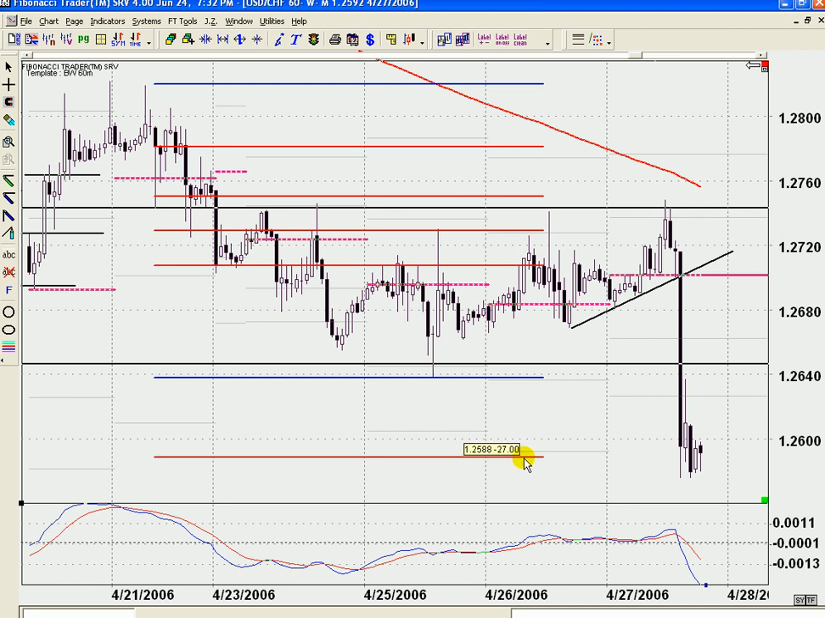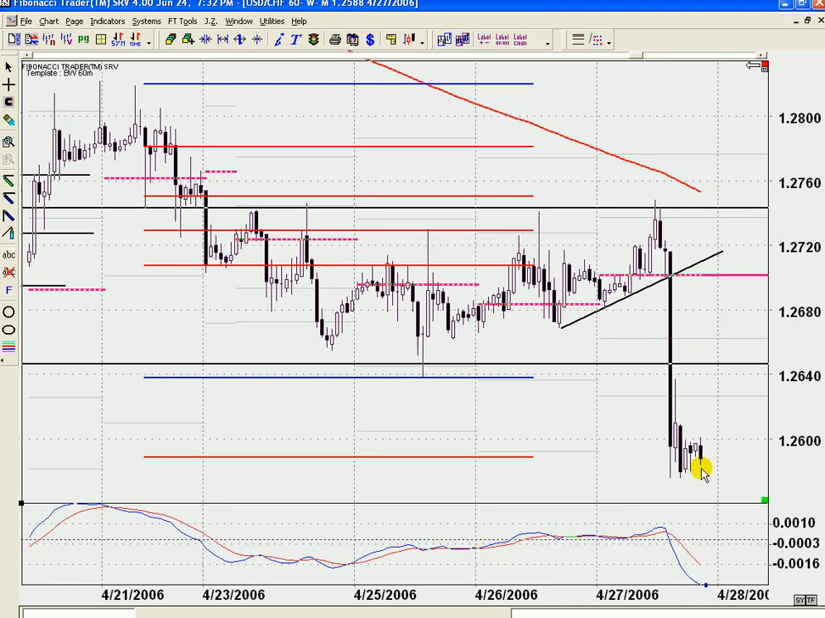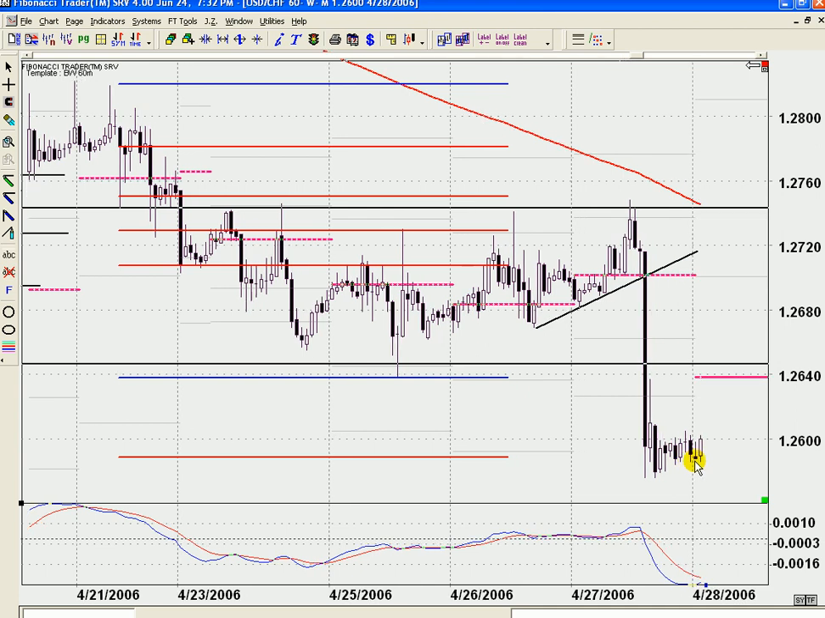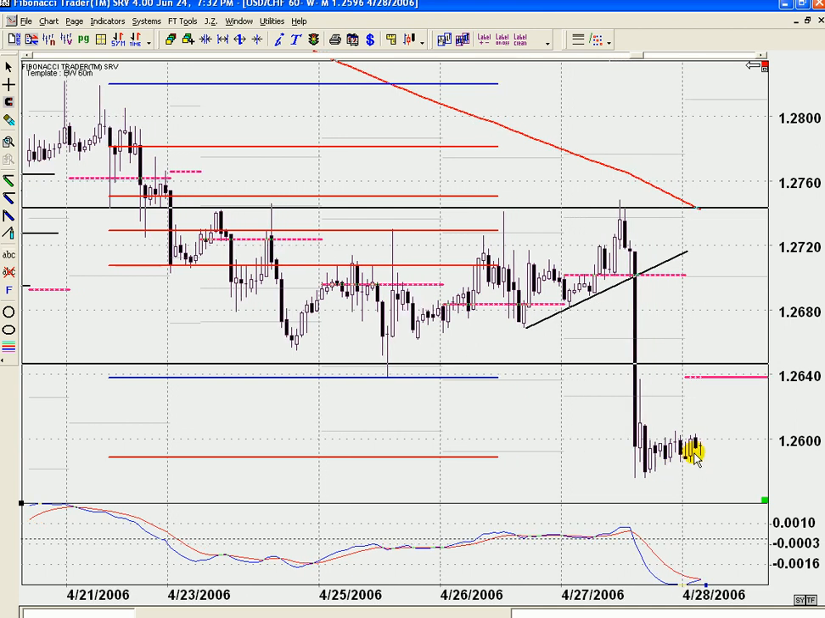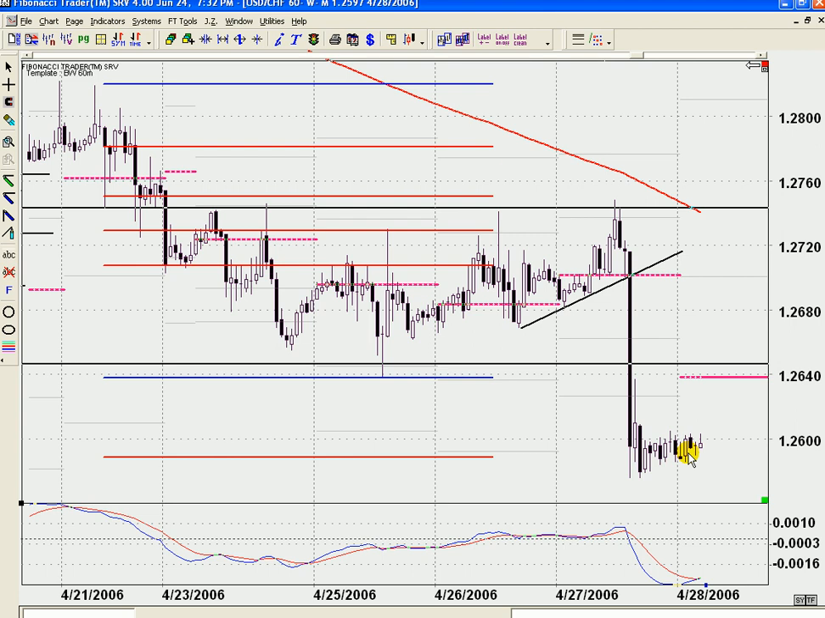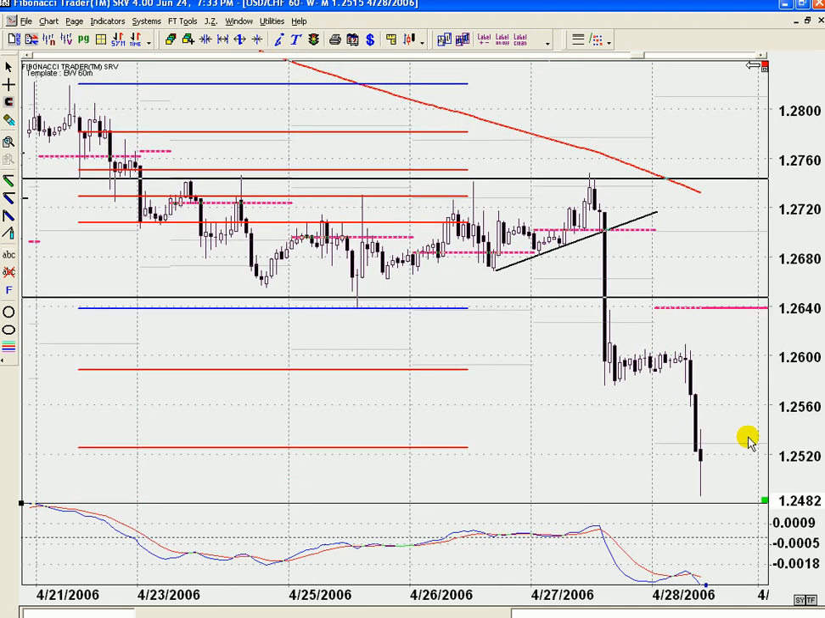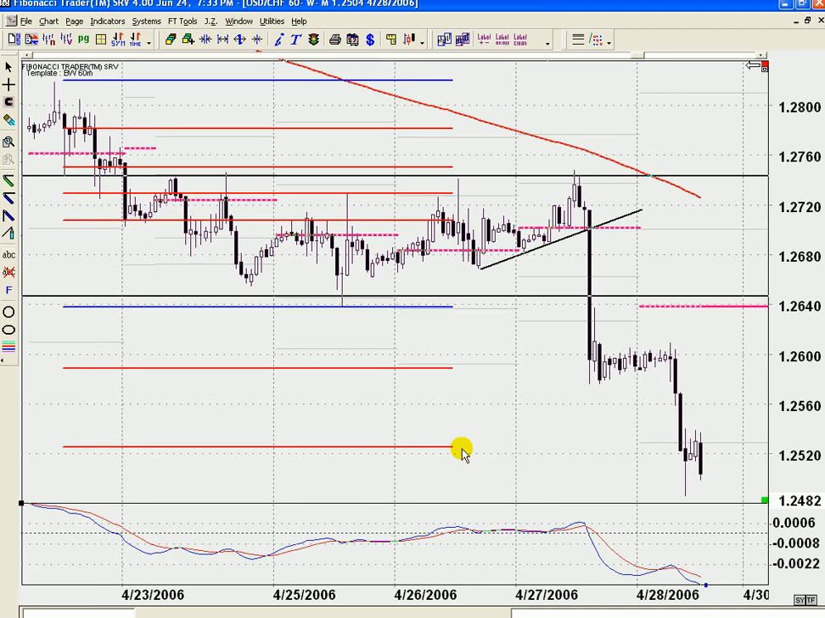Consolidates at the 127% extension. Looking at this narrow consolidation, it looks like it is interested in taking another leg down. And there's our other leg down. Here's our 162% extension, at which point you may consider scaling down on your position trade.